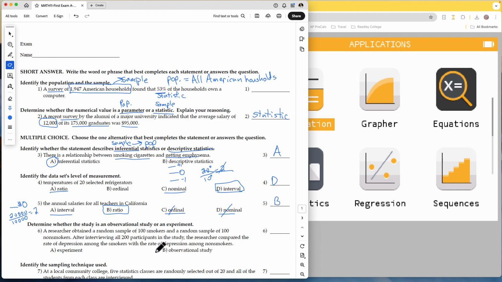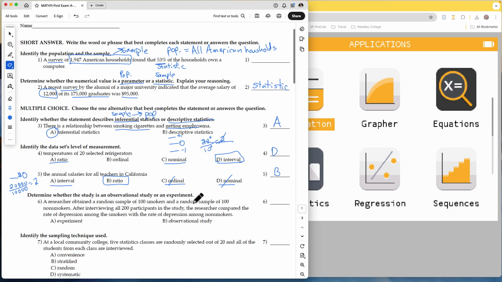Determine whether the study is an observational study or an experimental one. For experiments, you need a treatment. So as we read through, we'll see, is there a treatment? Observational, you don't make any actions, you don't treat, you just collect data. A researcher obtained a random sample of 100 smokers and a random sample of 100 non-smokers. After interviewing all 200 participants in the study, the researcher compared the rate of depression among the smokers with the rate of depression among non-smokers.